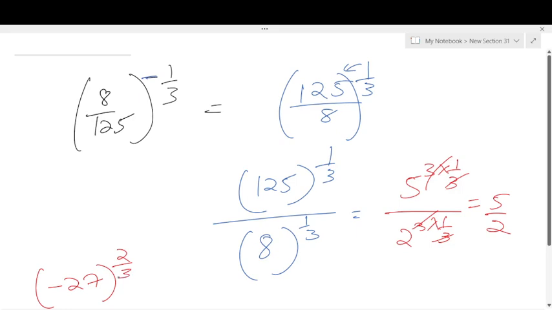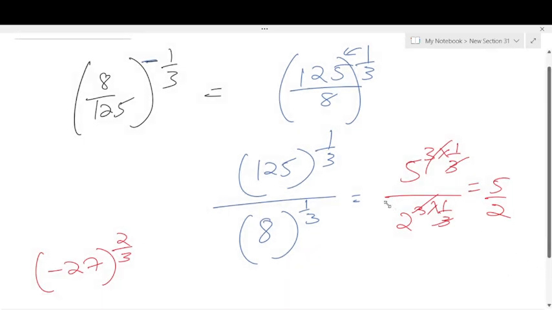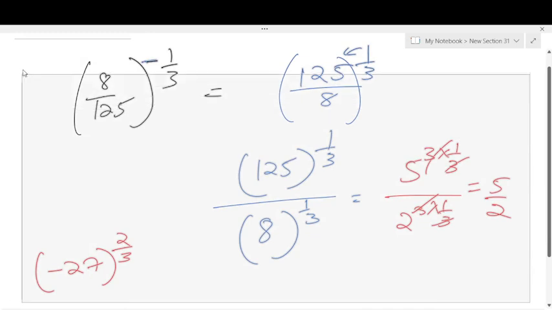So which is negative here? The base or the exponent? The base. So that doesn't matter. Base doesn't matter, students. Try to solve this. I'll tell you how to solve later. First complete it.